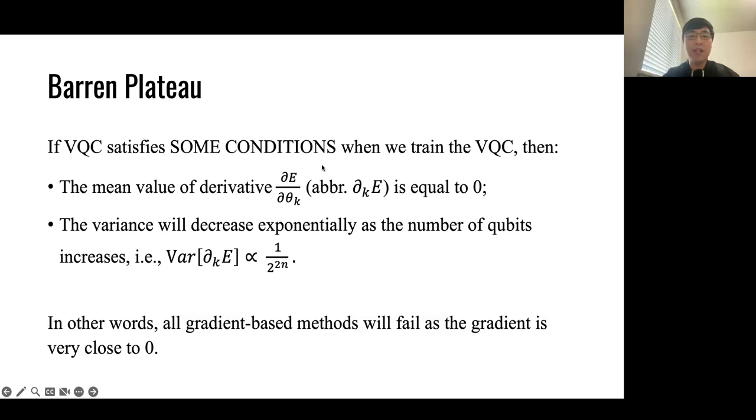In the paper, it is mentioned that if the VQC satisfies some conditions, when we train the VQC, the mean value of the derivative with regard to theta k is equal to 0. Also, the variance will decrease exponentially as the number of qubits increases. In other words, if we have the Barren Plateau issues, all gradient-based methods will fail, as the gradient is very close to 0.